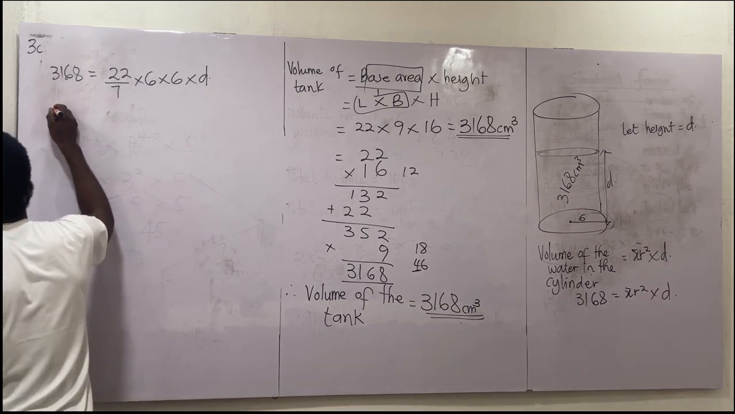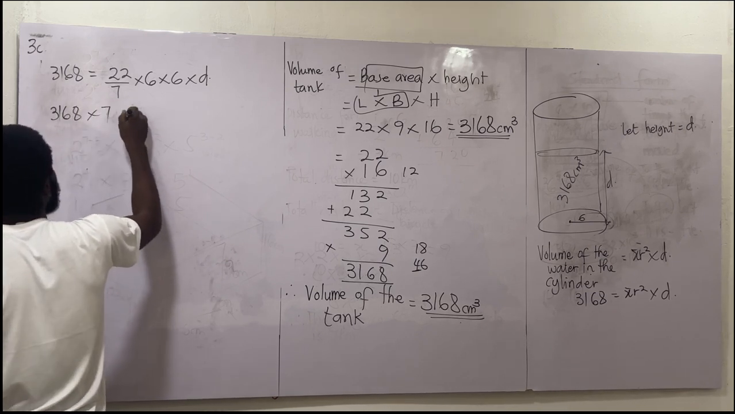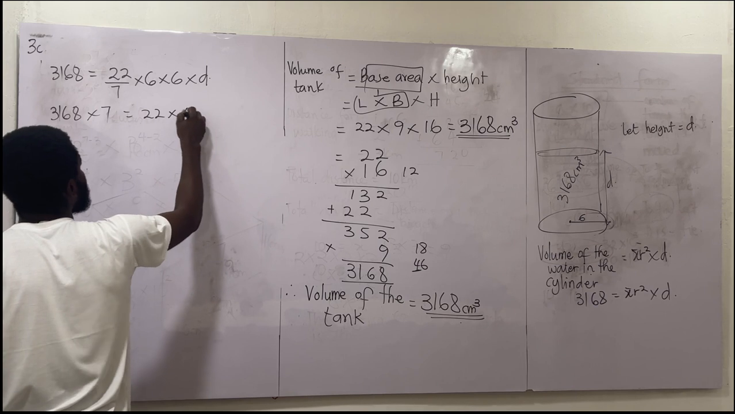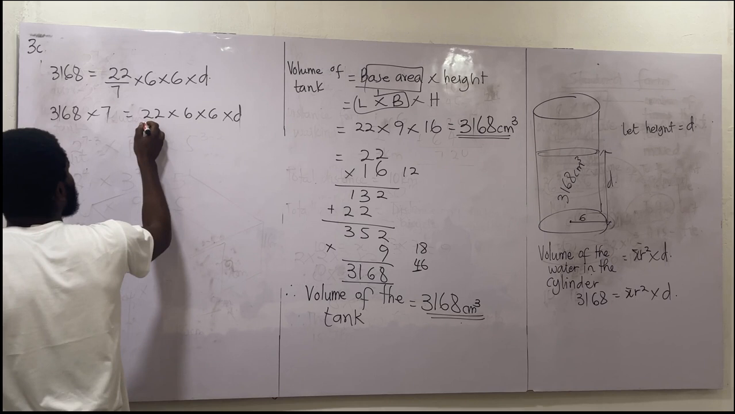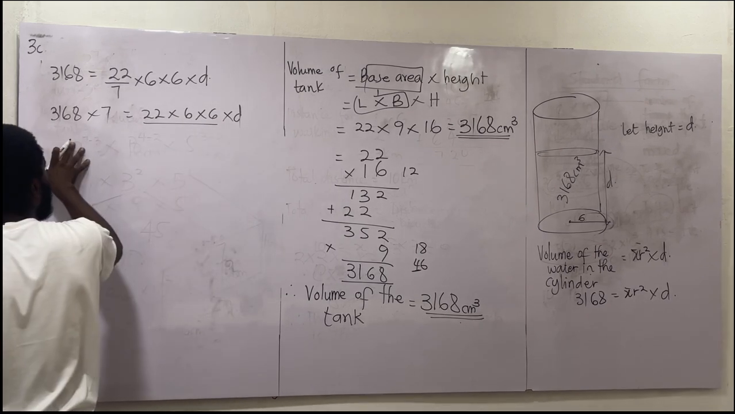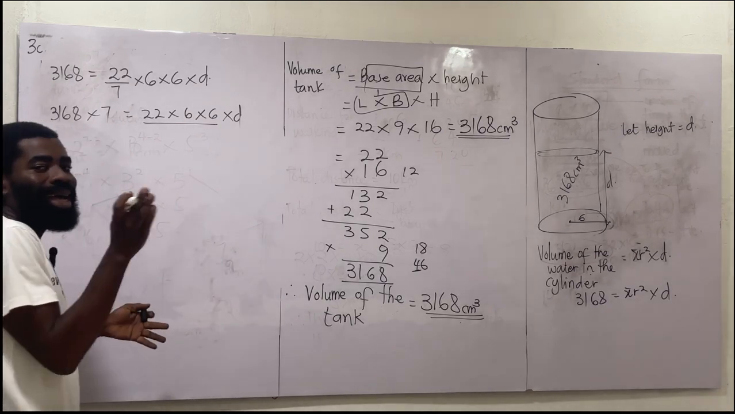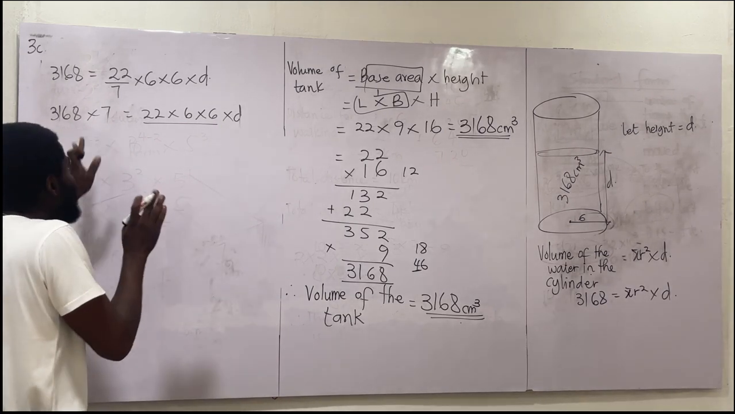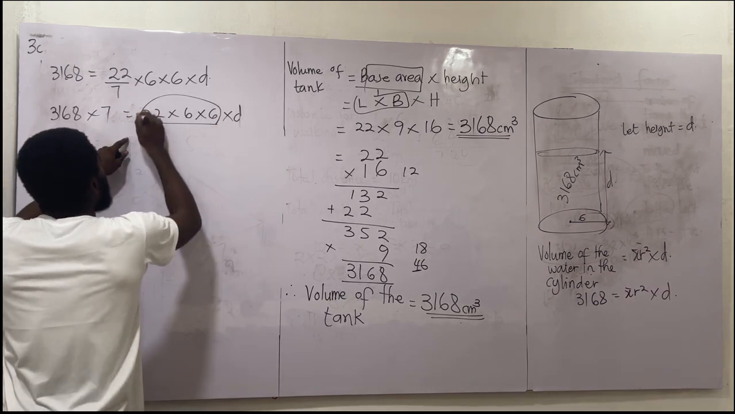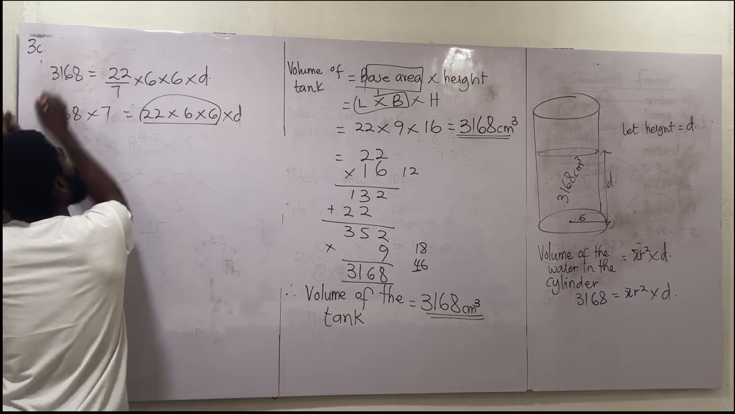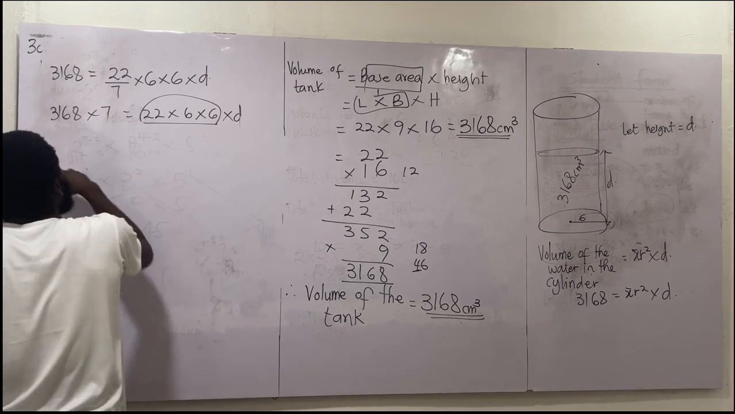Let's multiply by 7 here. So I'll get 3168 times 7 equals 22 times 6 times 6 times d. Now these are multiplying here, so when they cross, they can divide there. I don't want you to multiply the 7 with 3168, because you get a very huge number, and cancelling that becomes difficult at times. So just let this one be, and let these cross one after the other. Or you can let all of them cross to this side. Since they are all multiplying here, when they cross, they are all going to divide.